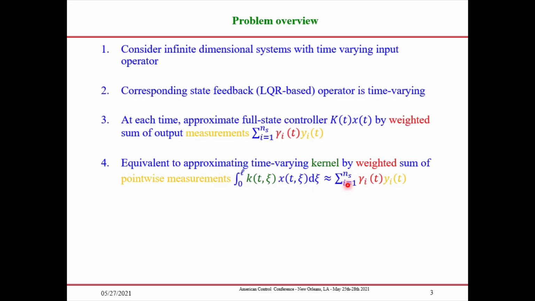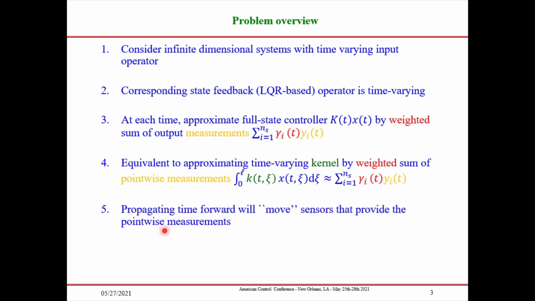If you look at the 1D case, that's essentially what you have, where the control signal is given by the L2 inner product of the kernel and the state. You don't have access to this, but you approximate it by this expression, and since you approximate that at each time t, that means you're going to end up with time-varying gains and also time-varying sensor locations. So as I mentioned, you propagate that forward in time, it will make the sensors move, and these are the sensors that give you the pointwise measurements.